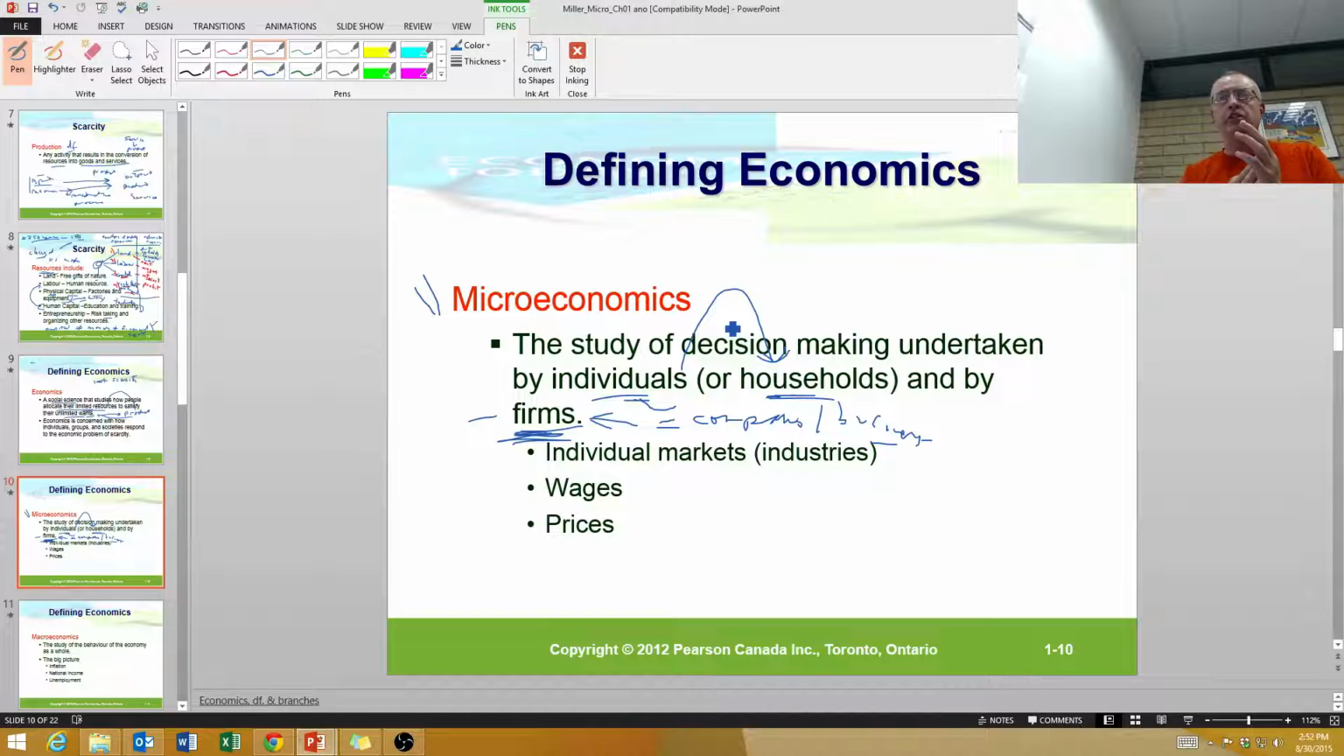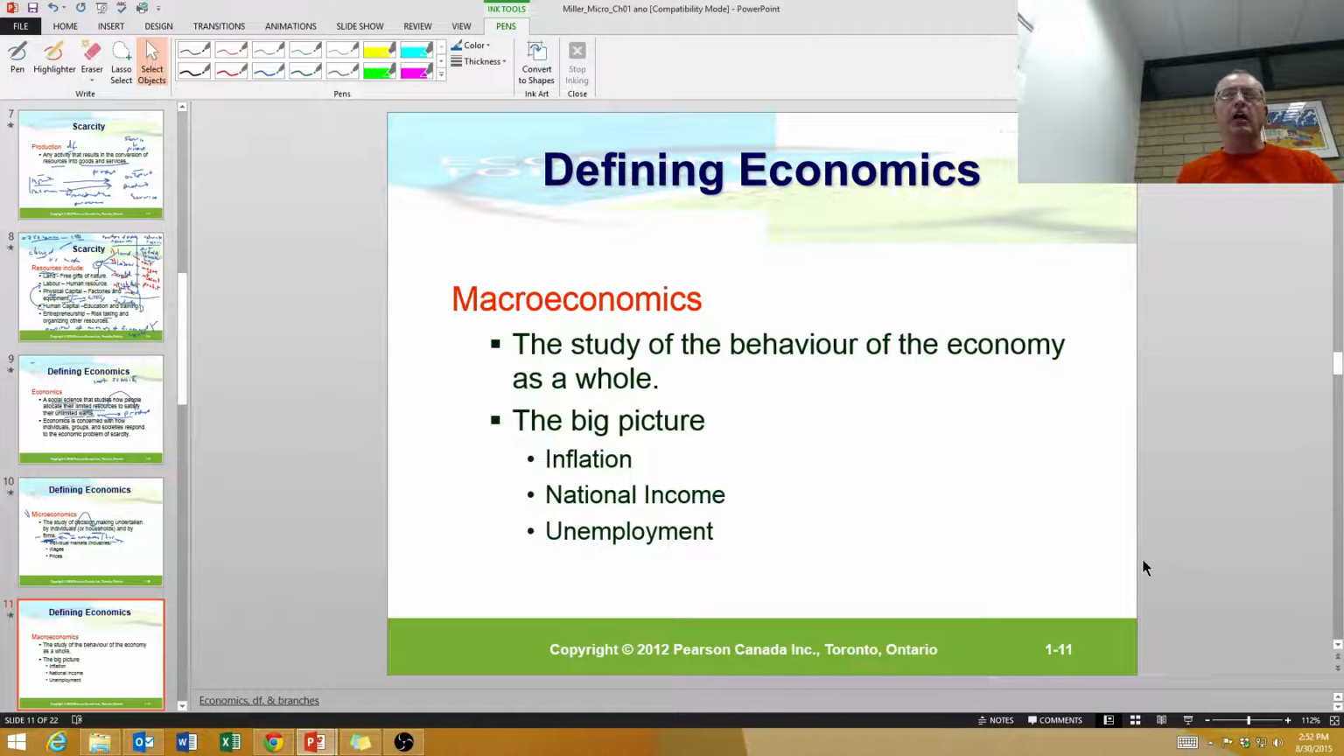Microeconomics studies the decisions made by households in allocating resources, in selling the resources, and in making purchase decisions, because the households own the resources that they sell to businesses. The businesses in turn take those resources and produce products, and the households in turn buy those products from the firms. So micro looks at households and their decision making, and macro looks at the economy as a whole.